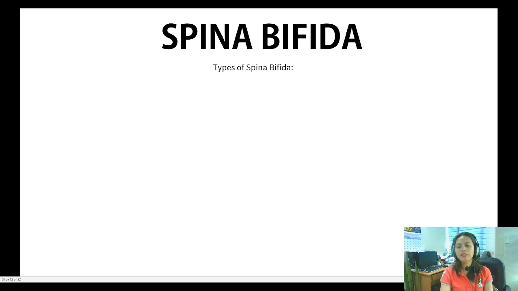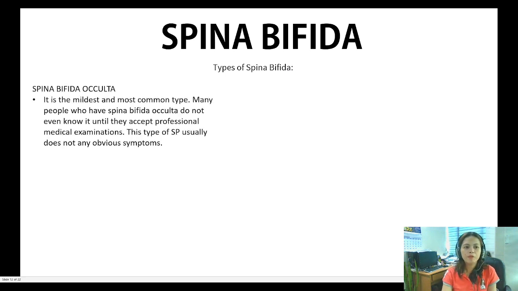So, what are the different types of spina bifida? Number one, we have spina bifida occulta. It is the mildest and the most common type. Many people who have it do not even know until they undergo a professional medical examination. This type usually does not have any obvious symptoms.